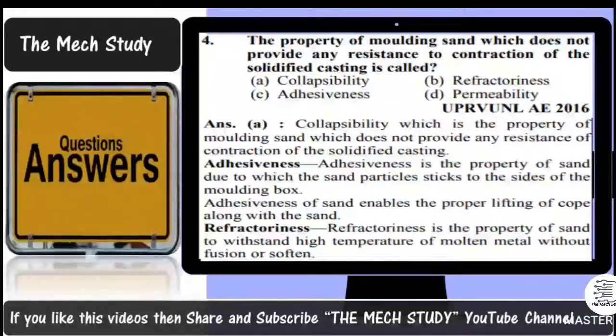Going ahead with the next, refractiveness is the ability of the sand to stand high temperature without fusing or softening. You need to think about the sand standing very high temperatures, around 1200 to 1500 degrees centigrade, and this property is known as refractiveness.